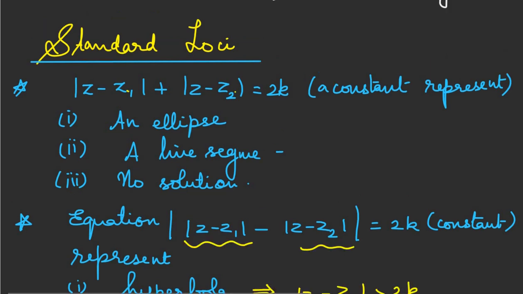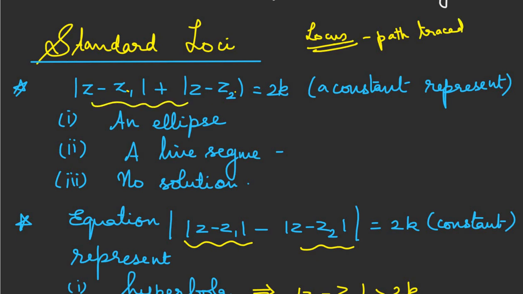Next, moving on to standard loci. What is locus? The path traced by a point when it moves according to some geometrical condition, the path traced by a moving point. So when the given equation modulus of z minus z1 plus modulus of z minus z2 is equal to 2k, where 2k represents a constant, this equation represents an ellipse.